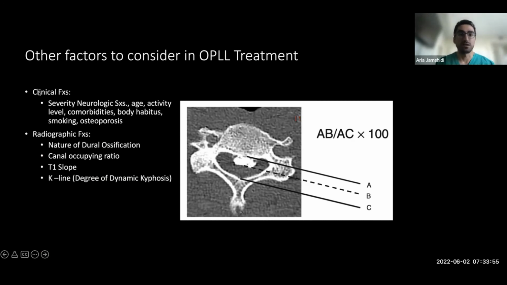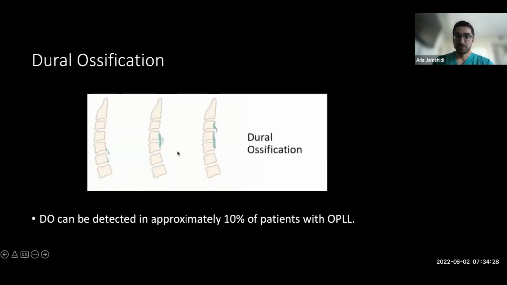One is obviously the clinical factors that you should be keeping in mind when thinking about a surgical strategy. But other important things that have been recently published on within the past few years are patients with dural ossification, their canal occupying ratio, so how much of the ventral ossified mass takes up the canal and how that can change your surgical management, whether the T1 slope affects your surgical decision making, and finally, the K-line and the significance of this. So first, I want to talk about dural ossification.